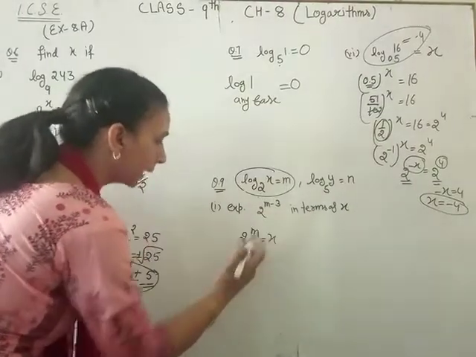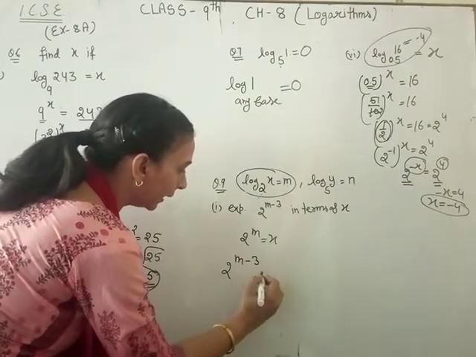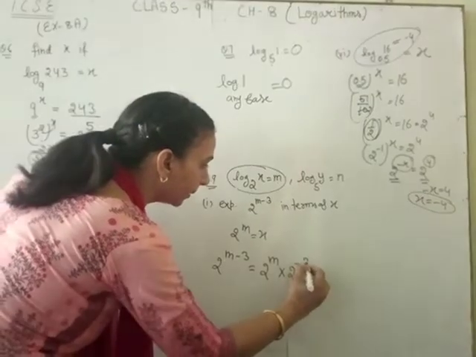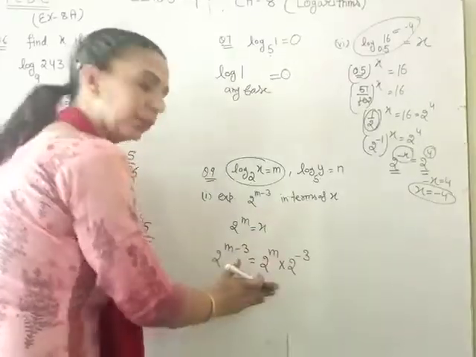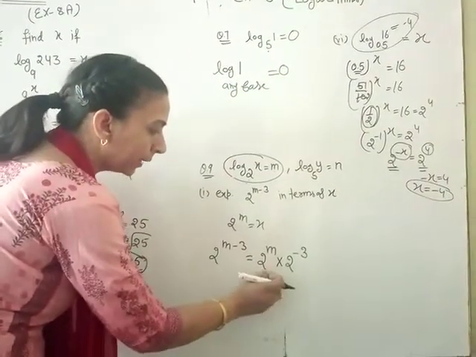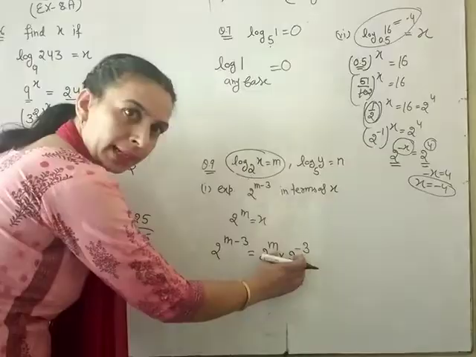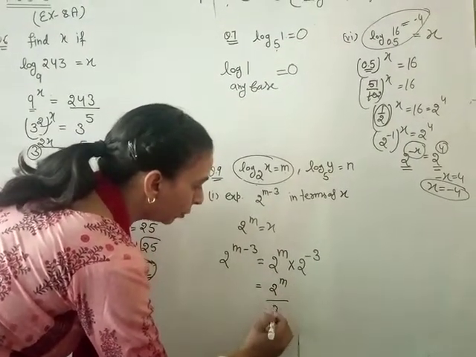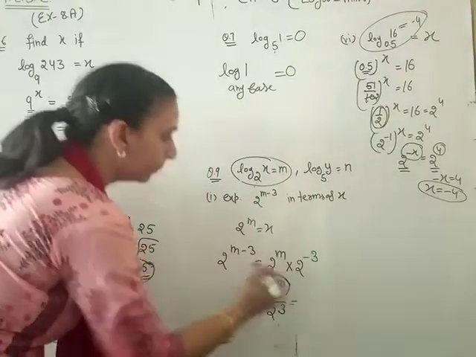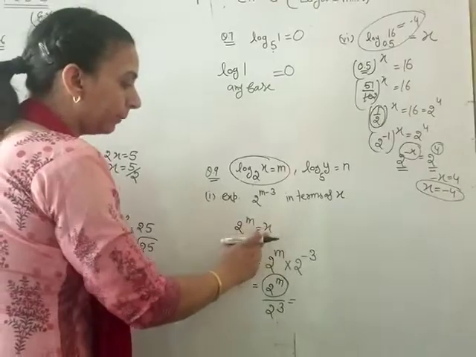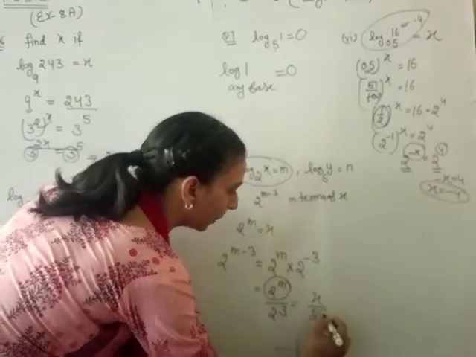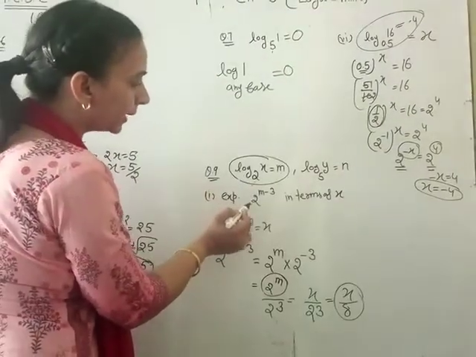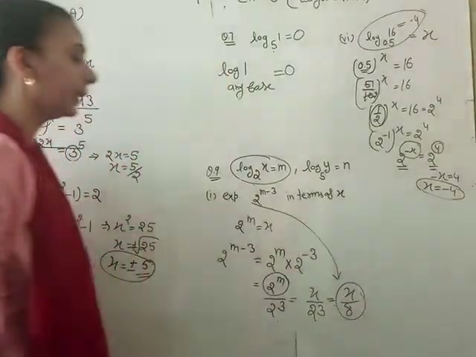Then we take 2 raised to the power m minus 3, and we write this as 2 raised to the power m multiply 2 raised to the power minus 3. Student, in chapter number 7 we already discussed that if bases are the same and in product, then m stays as it is, multiply 2 raised to the power minus 3. We write this as 1 by 2 raised to the power 3. In place of 2 raised to the power m we put x, so x by 2 raised to the power 3, which is 8. Then the value of this in terms of x is x by 8.